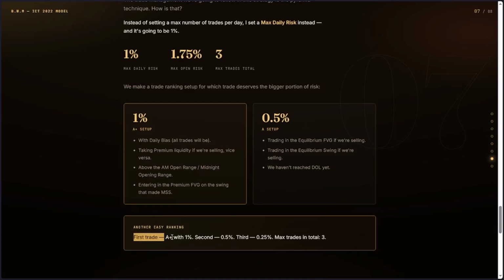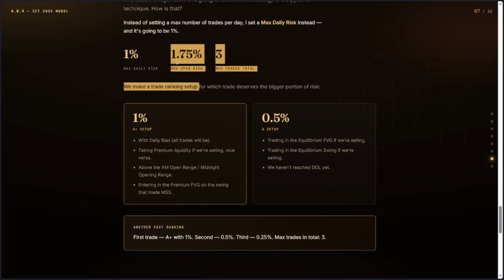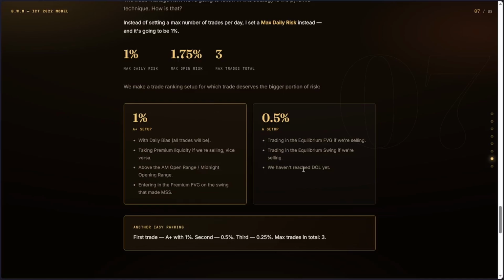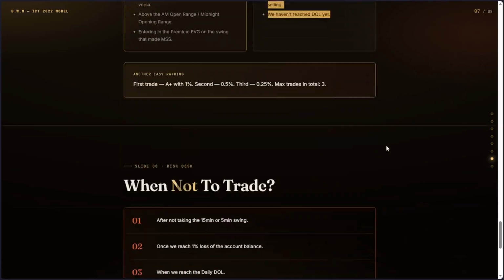So first trade, which is the A plus setup, it's going to be 1% risk. Second trade, 0.5, third, 0.25. That's where it comes in. The max open risk is 1.75%. So yeah, I can enter with a 0.5 setup or a 0.25 setup. It's based on where I did enter from all those rules, okay?